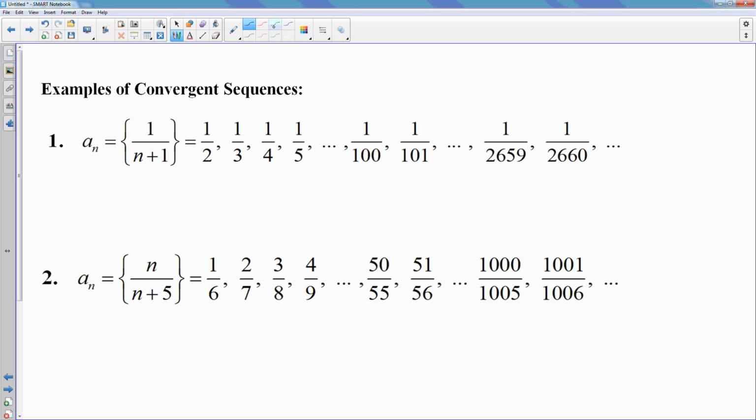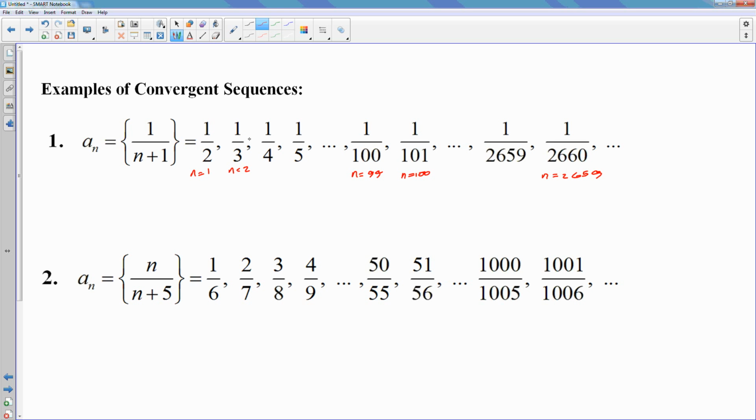Here's one sequence, 1 over n plus 1. And what I've done here is I've written out a bunch of terms. I started by plugging in 1. So here's n equals 1. Here's n equals 2, and so on and so forth. Here I've gotten all the way down to where n equals 99, and I skipped a bunch. This is n equals 100. And then I skipped a whole bunch, and then I went all the way on and I plugged in right here. This is n equals 2659. And what I've done is I've written out a whole bunch of terms.